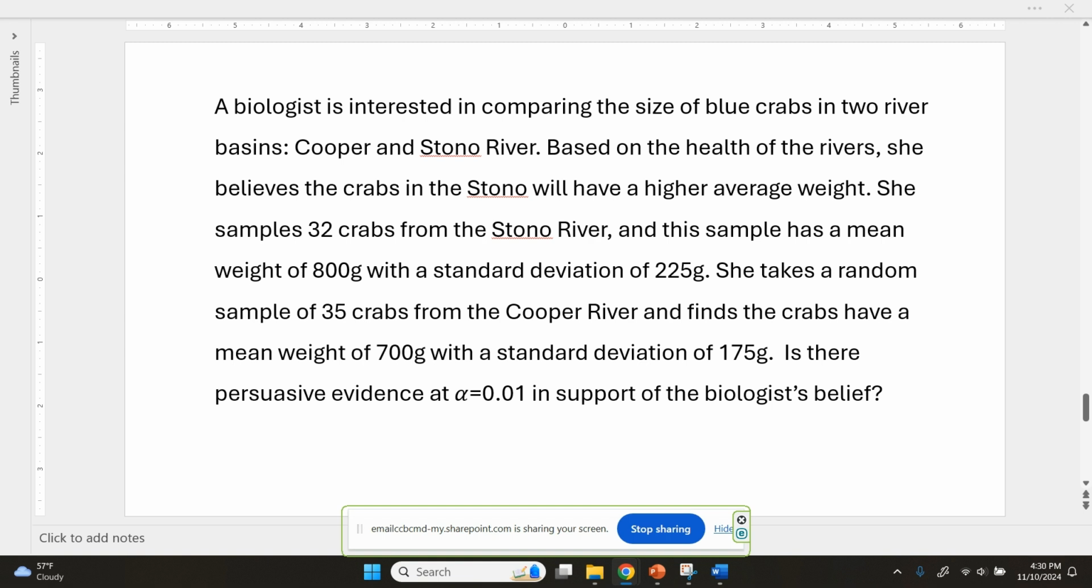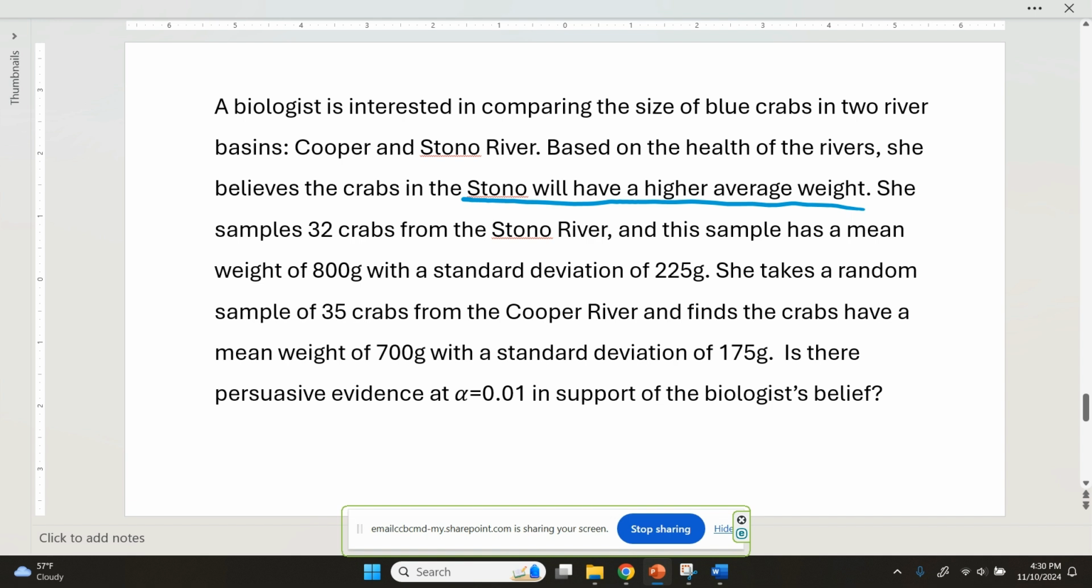Wow, there's a lot to take in with this question. The thing that sticks out to me as I read over the question is this idea that the biologist had, that there would be a higher average weight for the Stono River basin. So I see that word average.